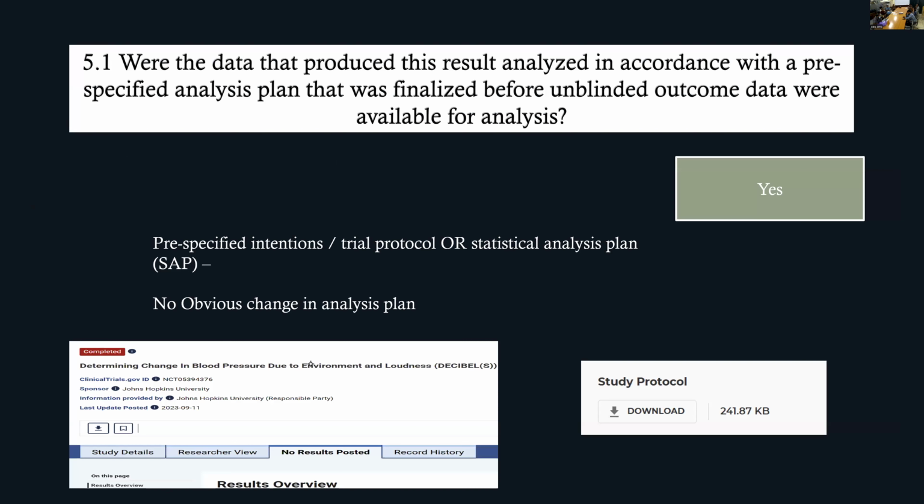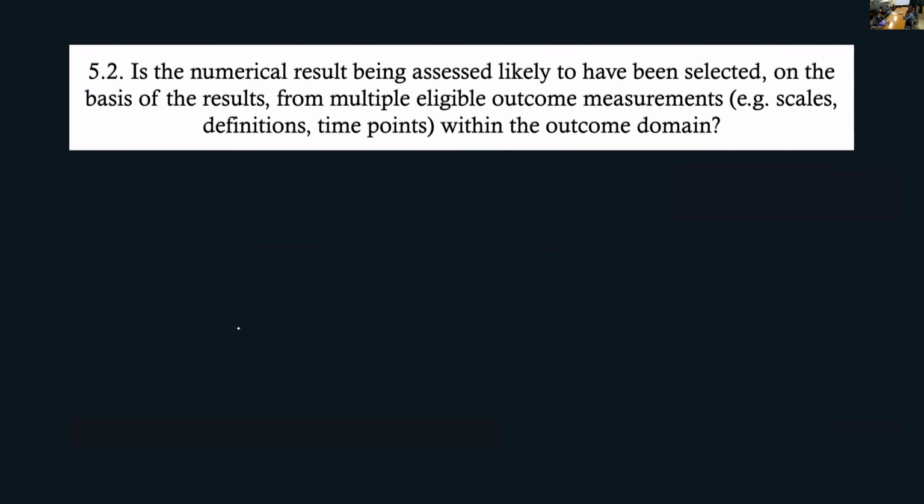We look at our study: were the data that produced the result analyzed in accordance with a pre-specified plan that was finalized before the unblinded outcome data were available for analysis? Here is the study protocol, which was done before the study, and this is a clinical registry trial. Based on this, there is no obvious change in the analysis plan. So what was done was exactly what was planned.